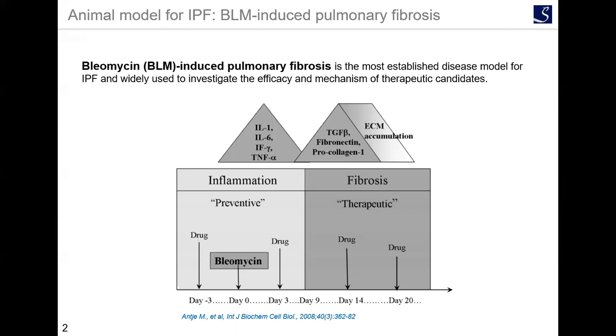From day 0 to day 7 is an inflammation phase. The spike of inflammatory cytokines such as interleukin-1, interleukin-6, interferon gamma, and TNF-alpha. After day 9 is considered fibrosis phase, and the TGF-beta, fibronectin, and pro-collagen-1 are increased in this stage. Treatments during the first 7 days would be considered preventative, while treatments during the late stage after day 7 would be considered therapeutic.